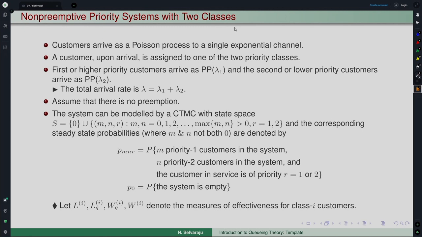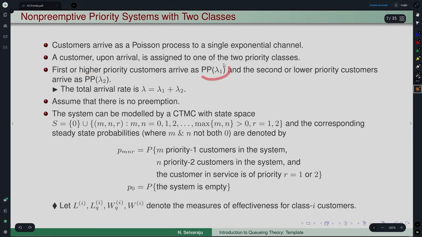But with certain changes. The changes are, a customer upon his arrival is assigned one of the two priority classes. Arbitrarily, you can think that it is independent of everything else, that any particular customer can be assigned with a certain probability class 1 and a certain probability class 2. You think of it that way, that would be equivalent to the first or higher priority customers arriving as a Poisson process with rate lambda 1, and the lower priority customers arriving as a Poisson process with rate lambda 2. The total arrival rate would be lambda.